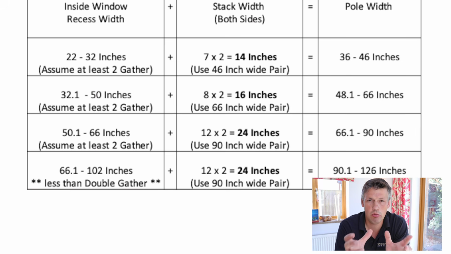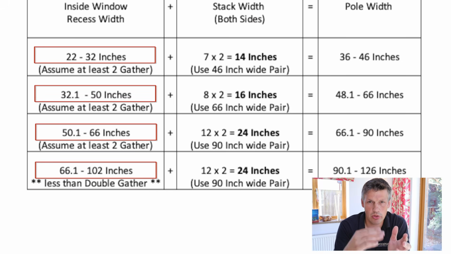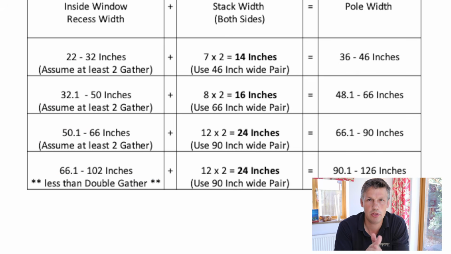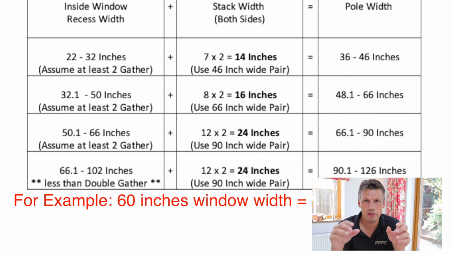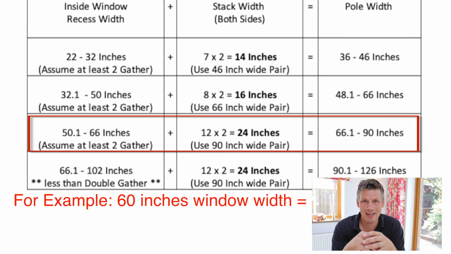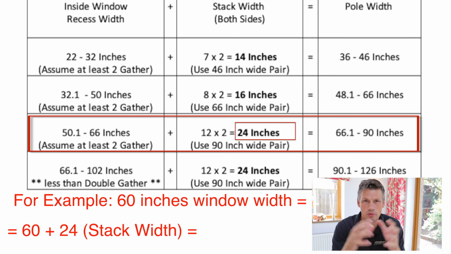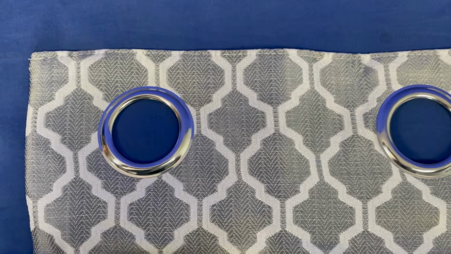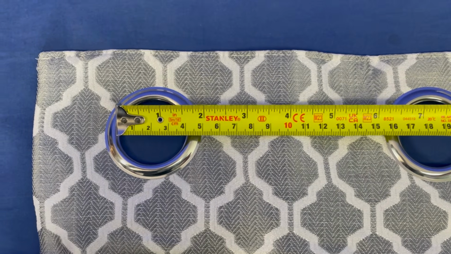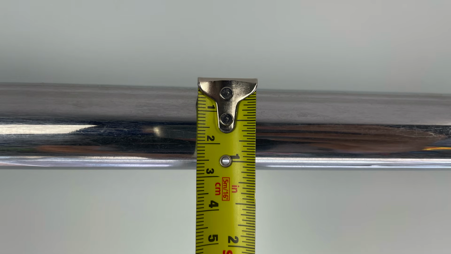So basically look what range you've got your window recess in, what size it is, and then if you follow the table it should give you your stack width, and if you add them together you can work out the pole width just like that. For example, if you had a 60 inch window width, you'd find that on the table and then you'd add on the 24 inches stack width, so that would give you a complete pole width of 84 inches. If you haven't bought your pole yet, all the eyelets have 40mm eyelet holes in them, and the best pole you can use for that is 28mm diameter.